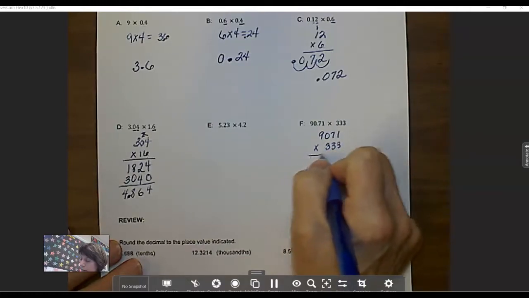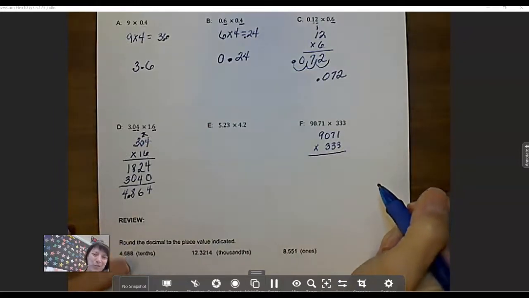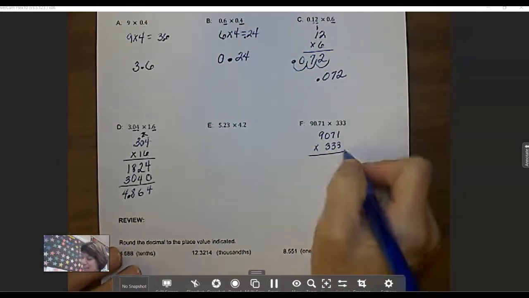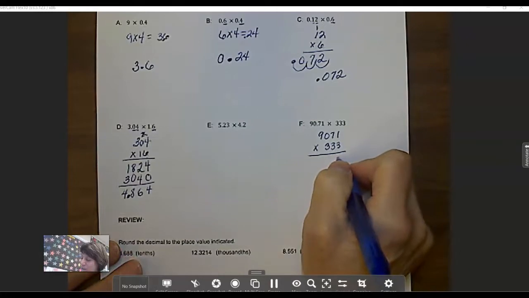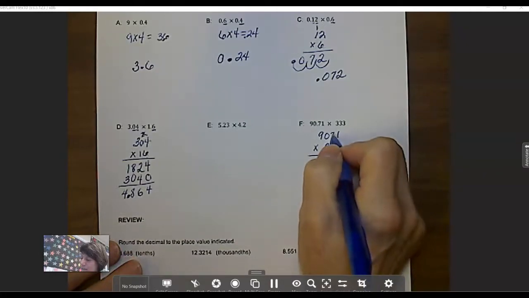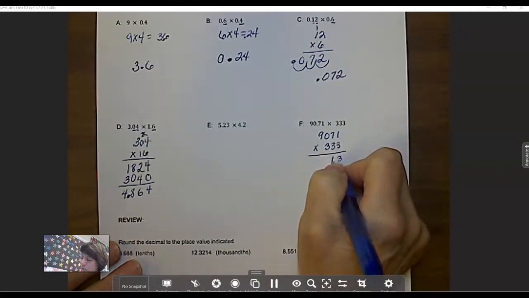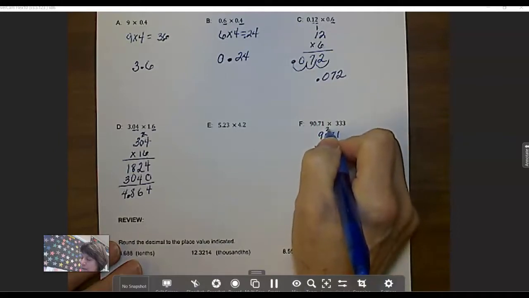And at this point, we're like, oh my goodness, couldn't we just use a calculator? But we can't. We've got to actually crunch these out. All right, so 3 times 1 is 3. 3 times 7 is 21. So I put down my 1 and carry my 2.